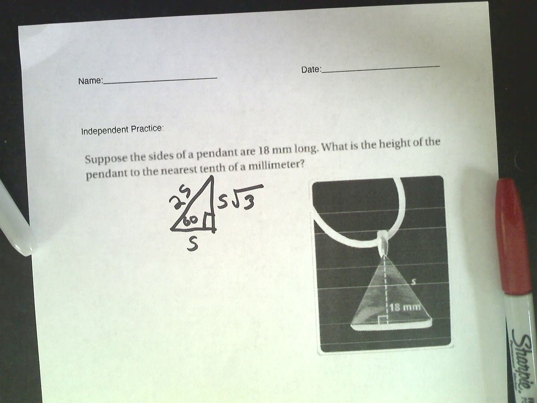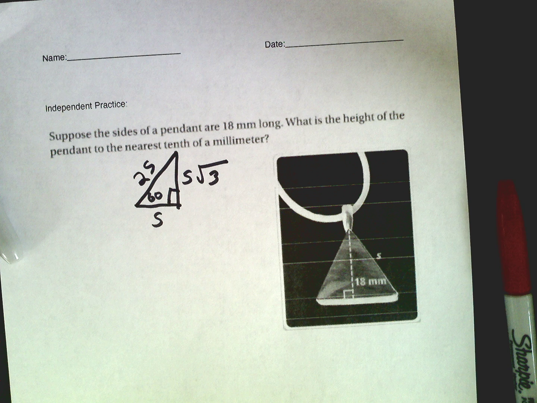Okay, students, welcome back. So, they said suppose the sides of a pendant are 18 millimeters long. What is the height of the pendant to the nearest tenth of a millimeter? Well, the sides are 18 millimeters long.